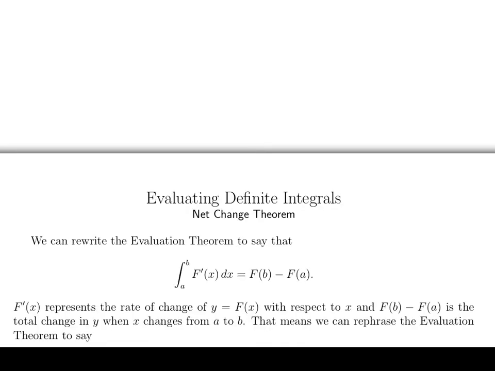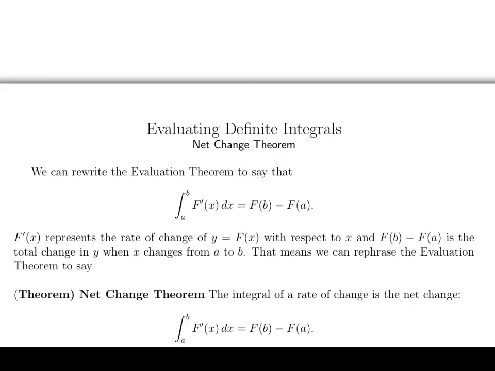Now remember that big F prime represents the rate of change of y equals f of x with respect to x. And then f of b minus f of a is the total change in y when x changes from a to b. So let's rephrase our evaluation theorem. This is the net change theorem, and it says that the integral of a rate of change is the net change.